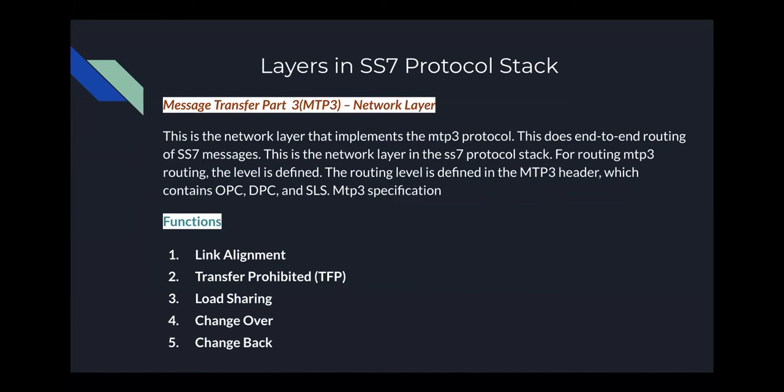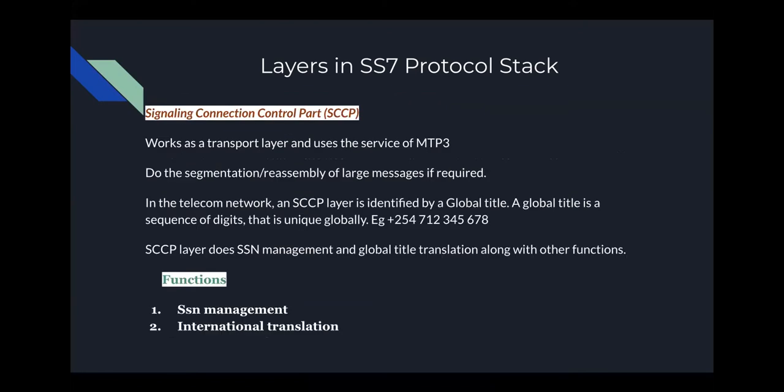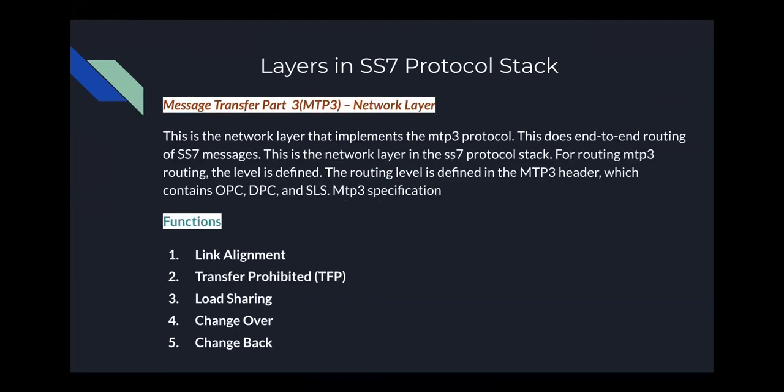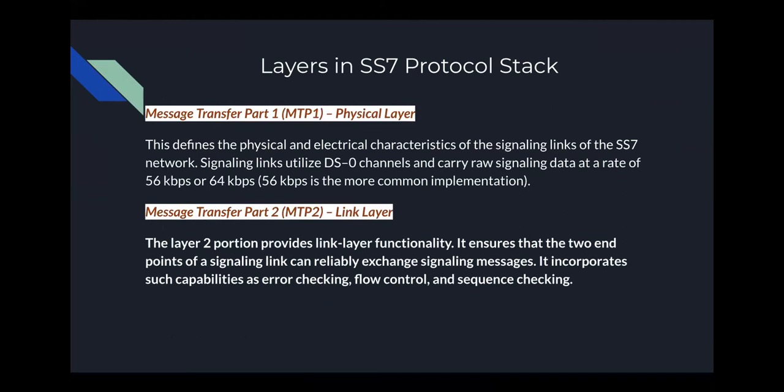When we come to the layers in the SS7 protocol stack, we start with message transfer part one. This one aligns with the physical layer in the OSI model, and it does almost the same thing. It defines the physical and electrical characteristics of the signaling links of the SS7 network. From the previous SS5, it was almost 24 bits, but when we move to SS7, it becomes 264. Now the second layer is message transfer part two. In this layer, it's where the functionality is.